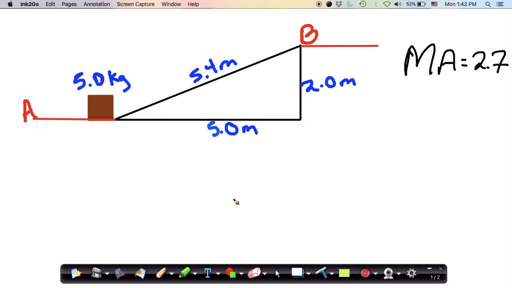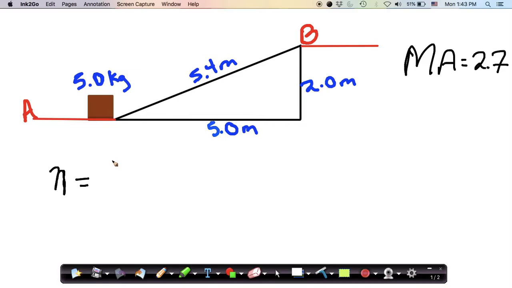That is assuming ideal conditions. That's assuming there's no friction between the box and the inclined plane. That is not possible. In the real world, there's going to be some amount of frictional resistance between the inclined plane and the box, and that's going to dissipate some of our input work in the form of heat. So what we are also interested in for simple machines like an inclined plane, besides the mechanical advantage, is what we call the efficiency, which we use the lowercase Greek letter eta.